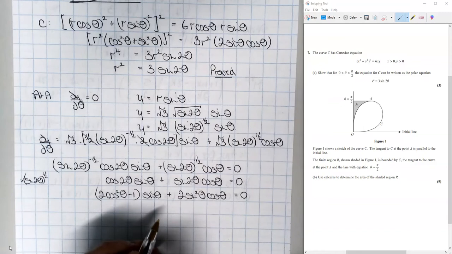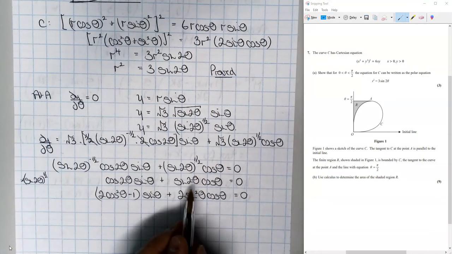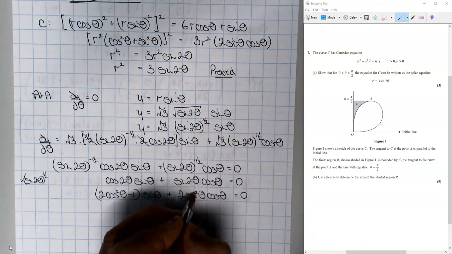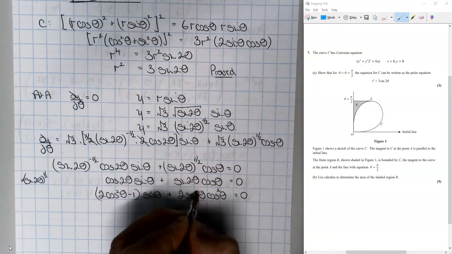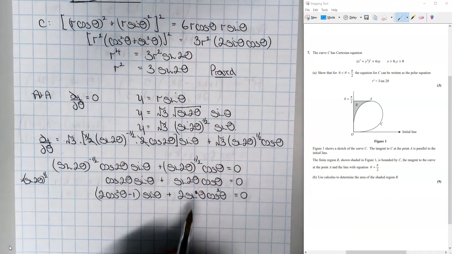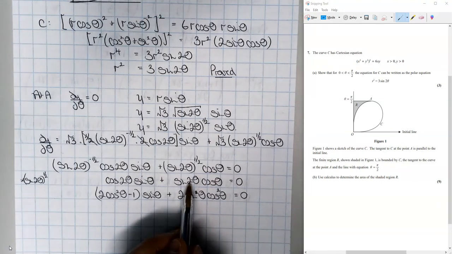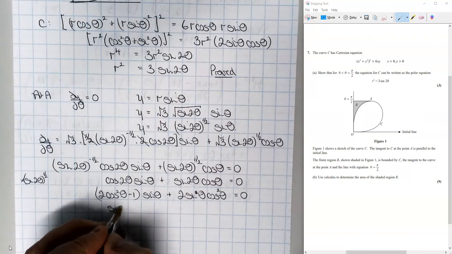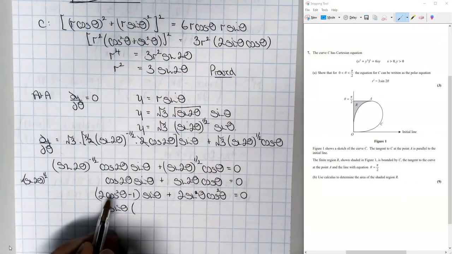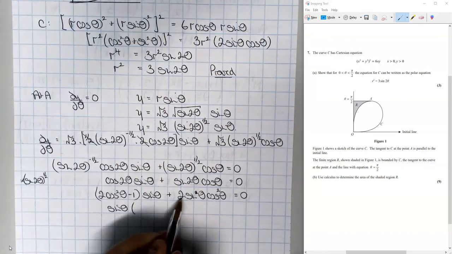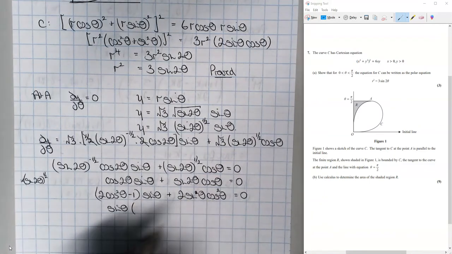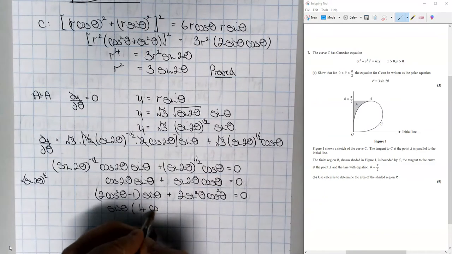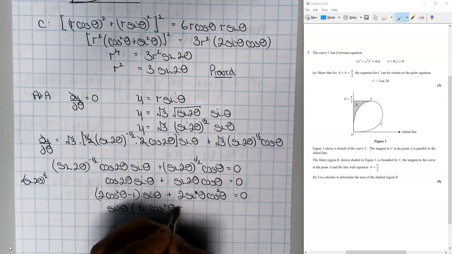Take a factor of 2. Oh, sorry, this is wrong. This is 2 sine theta cos squared theta. Sorry. Okay, so because sine 2 theta is 2 sine theta cos theta, so we get this. Take a factor of sine theta out. 2 cos squared, take away 1 plus 2 cos squared, so that's 4 cos squared theta minus 1.